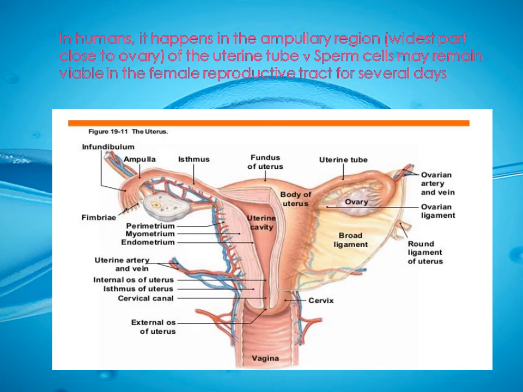So, in humans, it happens in the ampullary region. It is the widest part close to the ovary of the uterine tube. Sperm cells may remain viable in the female reproductive tract for several days. So, in the ampullary region, it is where the egg meets the sperm before it goes to the uterus.